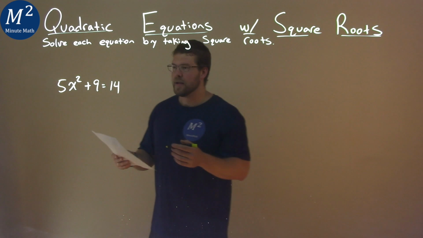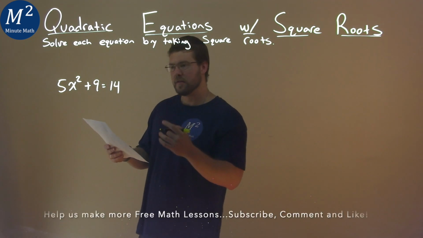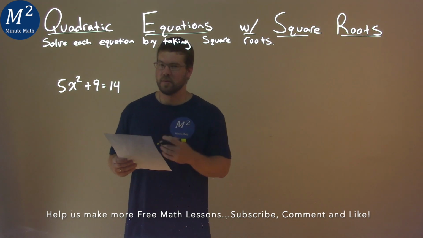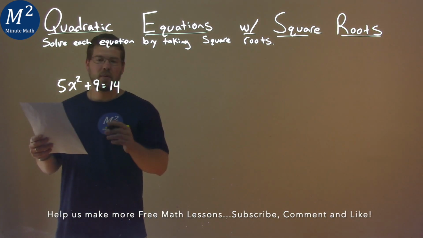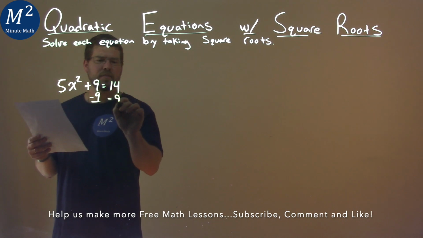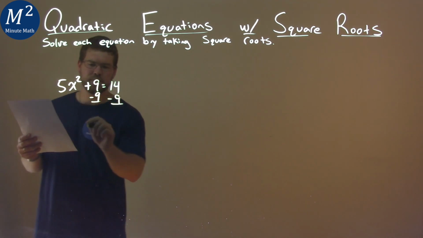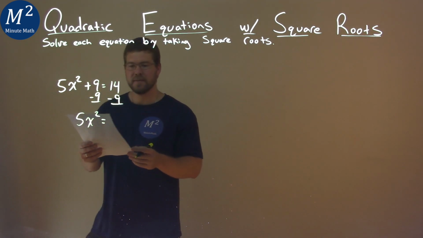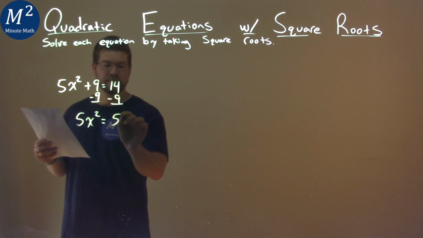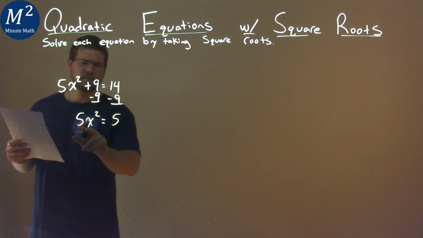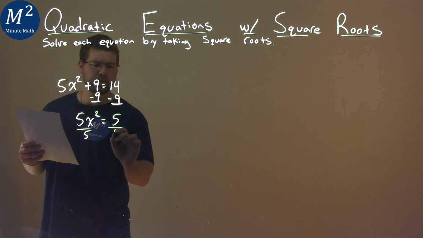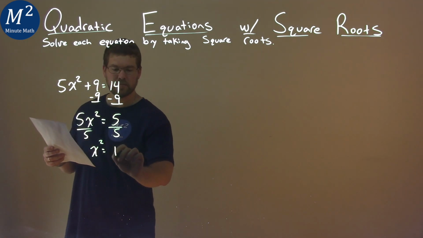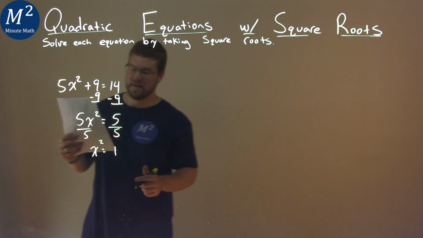We're given this problem right here: 5x squared plus 9 equals 14. And we need to solve this equation by taking square roots. First thing I want to do is subtract a 9 from both sides. You see, we want to get x by itself. So we have 5x squared equals 14 minus 9, which is a good old 5. Well, divide by 5 on both sides here. And we have x squared equals 5 divided by 5, which is just a 1. Not too bad, not too bad.